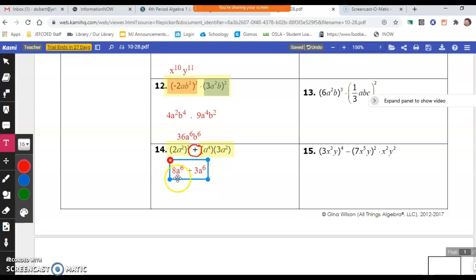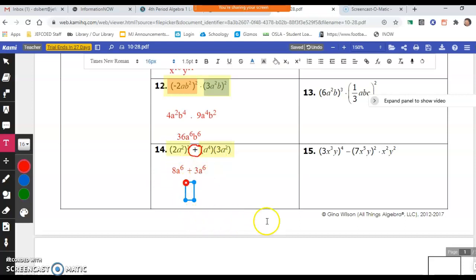Now, what we have here, 8a to the 6 plus 3a to the 6, are those like terms? So we simply add those two together and get 11a to the 6. Remember, combining like terms, exponents and variables stay the same.